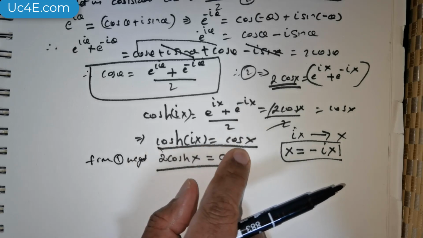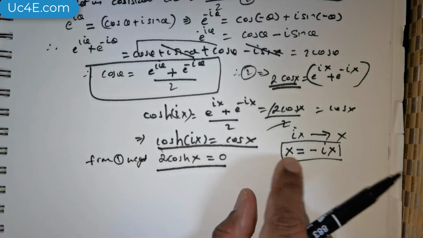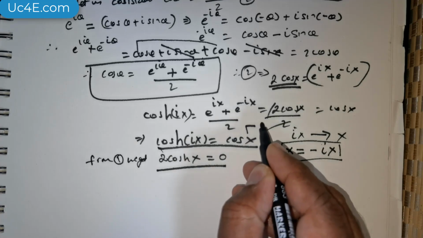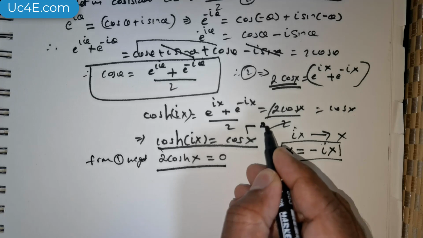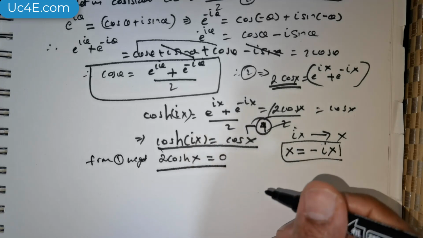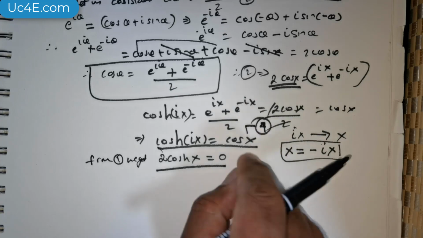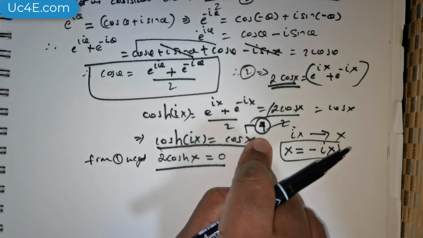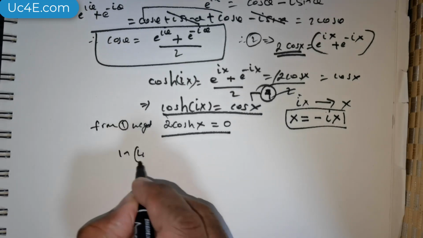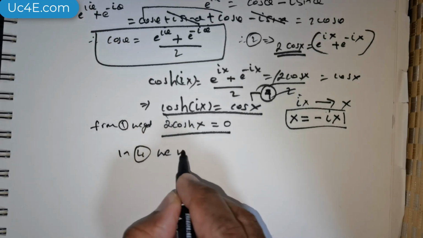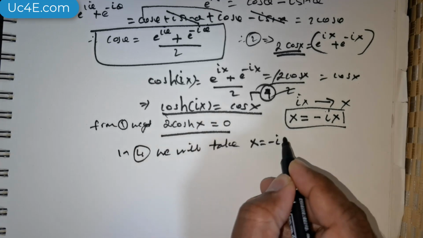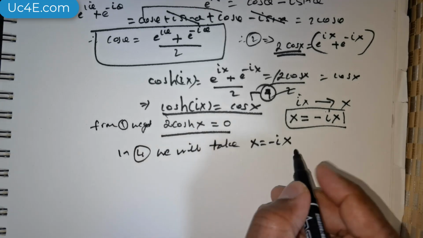So what I wish to do is change x to ix. Now if I were to do that, let me take this as some 4. I'm not sure if I've used 3 anywhere, just in case. If not, let this be 4. So in 4 we will take x to be equal to negative i times x.